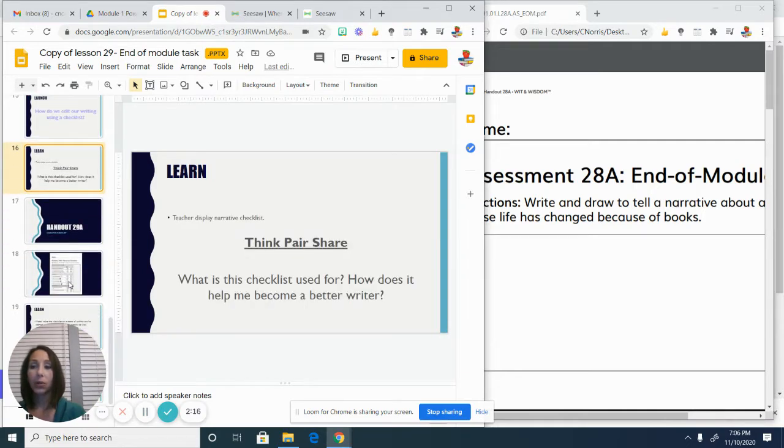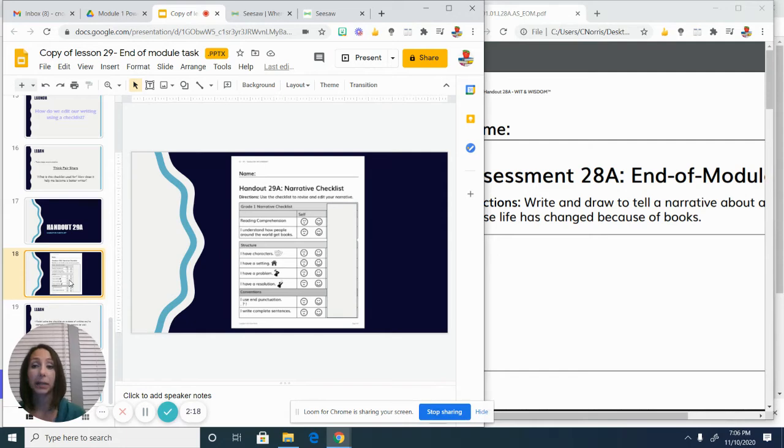All right, so we are going to use this checklist that's called the narrative checklist. And remember, narrative means a story. So this will just be on this Seesaw activity. So you can use the pen tool, but the way that a checklist is set up is that there are different categories. So here we see it says reading comprehension. It says I understand how people around the world get books. And then it says I have characters, I have setting, I have problem. And then you see over here that it has kind of just a straight face and then a smiley face.